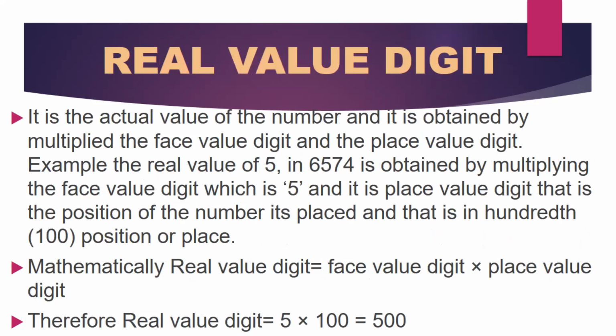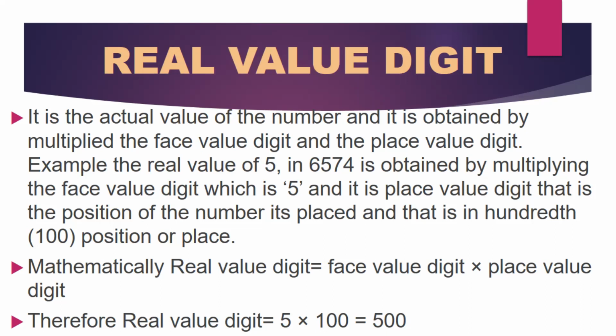Now let's see the real value. When you talk about the real value, that is where the mathematics comes in. It is the actual value of the number, and it is obtained by multiplying the face value digit and the place value digit. Example, the real value of 5 in 6574 is obtained by multiplying the face value, which is the 5, and its place value, the position where the 5 is placed, and that is the hundreds position.